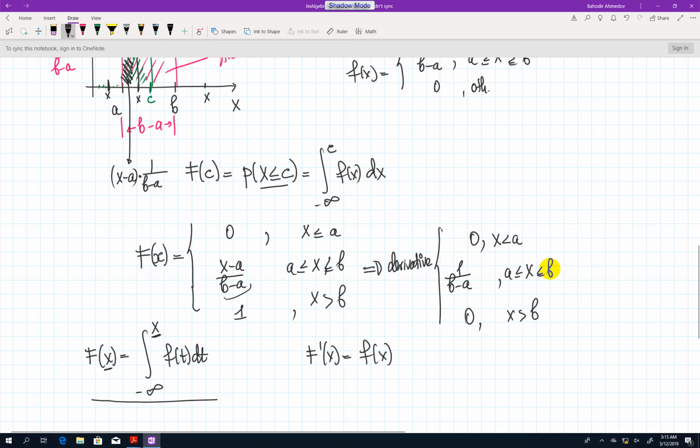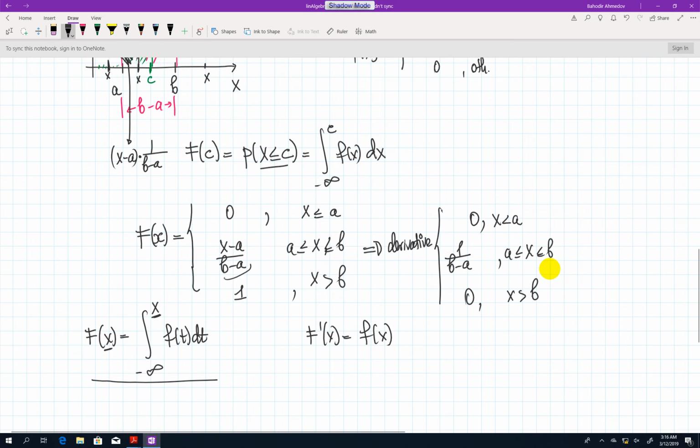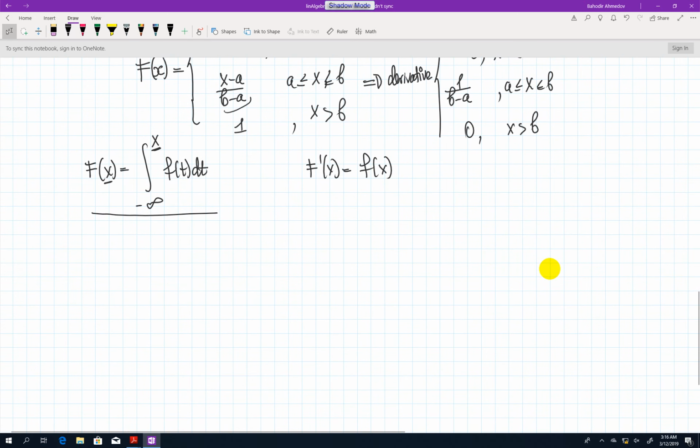So do you see? It is important because later on we will try to get the density function from the cumulative distribution function, okay? Now, let's do an example.